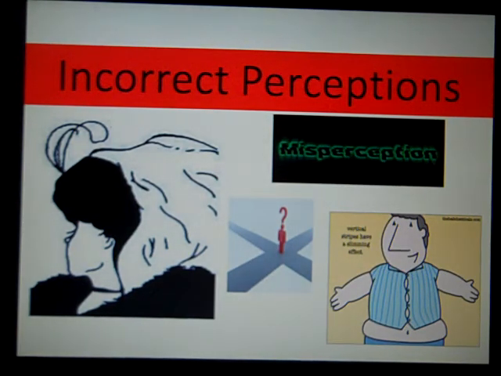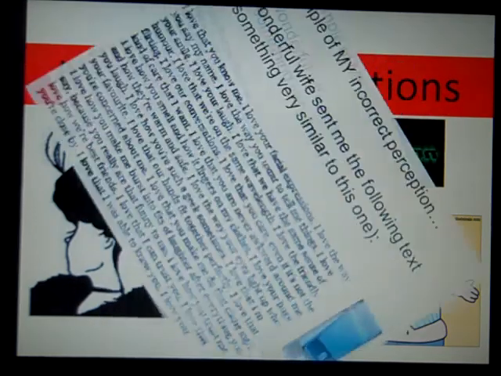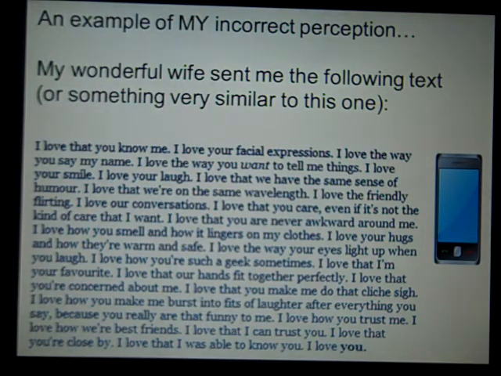Now, the last part of the third video lecture here, I want to talk to you about incorrect perceptions. I'll at least want to introduce the idea of incorrect perceptions, and I'll expound upon them in the next video. Sometimes we get things wrong. We perceive things a certain way. Someone else would perceive it differently, and it can create conflict. I'm going to give you an example of my incorrect perception.